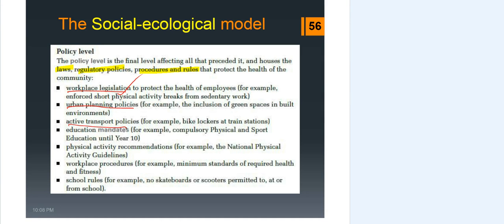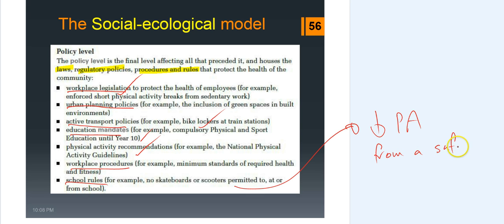Active transport policies, so bike lockers at train stations. It could be an education mandate, for example, compulsory physical and sport education until year 10. Physical activity recommendations, so National Physical Activity Guidelines. Workplace procedures, so minimum standards required for health and fitness. And school rules, no skateboards or scooters permitted to, at or from school. So some of these may actually be looking at decreasing physical activity, but it is from a safety perspective.